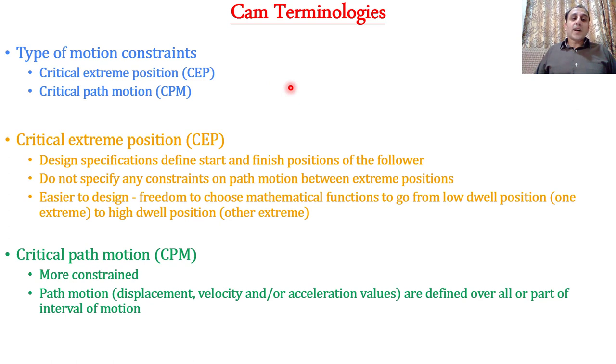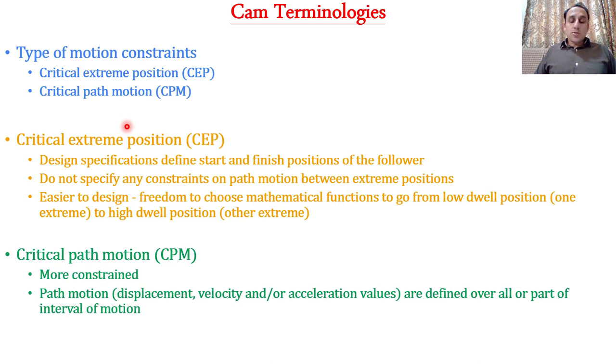The next one is the type of motion constraints. In the type of motion constraints, we have two types. Number one is the critical extreme position. The other one is the critical path motion. The topic of critical extreme position we will discuss in detail in today's lecture, whereas the critical path motion will be discussed in the next lecture.